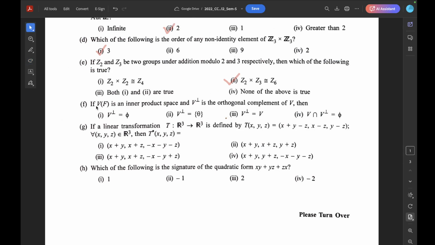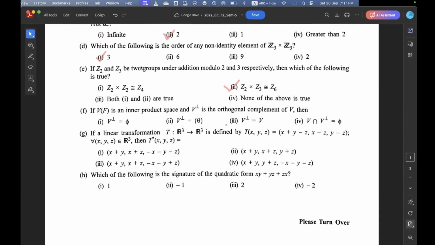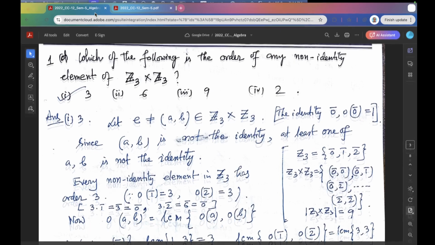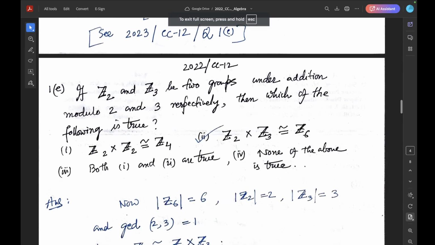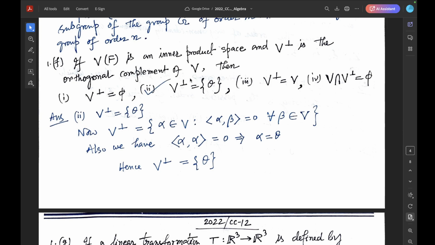Question F. If V(F) is an inner product space and V perpendicular is the orthogonal complement of V, then V perpendicular is what? The correct option is 2, because V perpendicular is the set of all those alpha belonging to V such that the inner product of alpha and beta equals 0 for all beta belonging to V. Also we have the inner product of alpha with alpha equal to 0. This implies alpha equals the null vector theta of V.